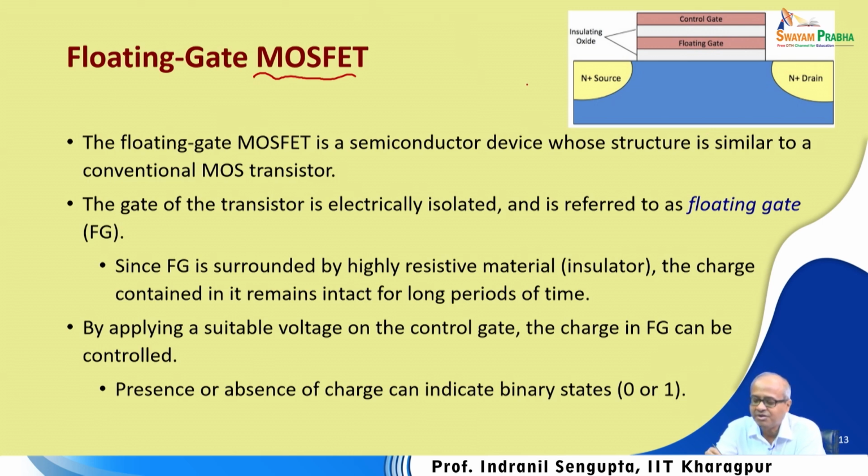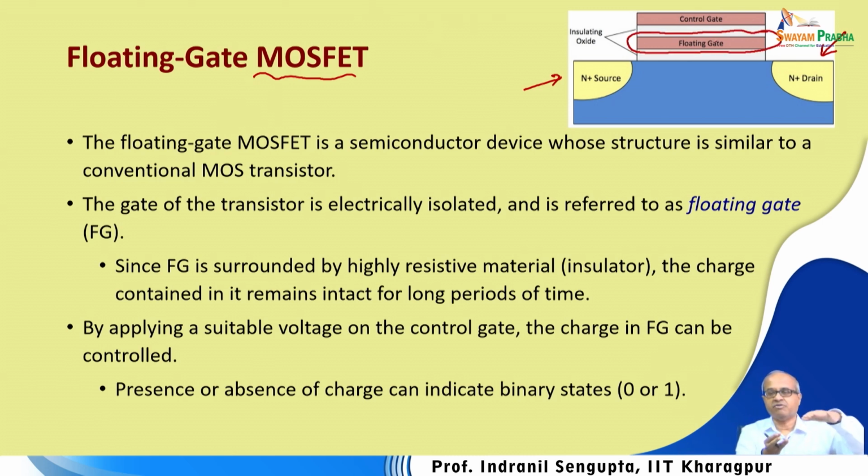See, on one side you have the source, this is the drain, and in the middle there is a gate which is floating. Floating means there is an insulation layer, an oxide layer, on top and an oxide layer on the bottom. By applying a high voltage you can inject some charge onto that floating gate. Because it is insulated, that charge gets trapped, it cannot leak, and that charge actually contains information whether you are storing a 0 or a 1.